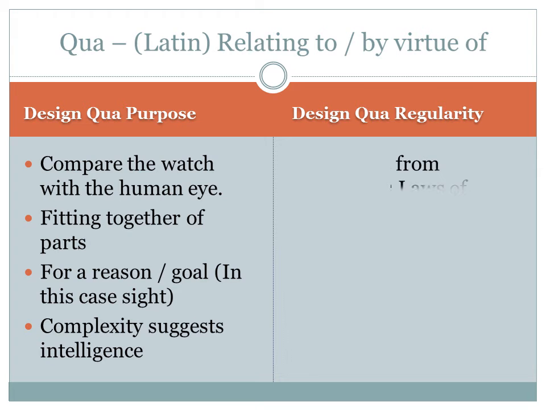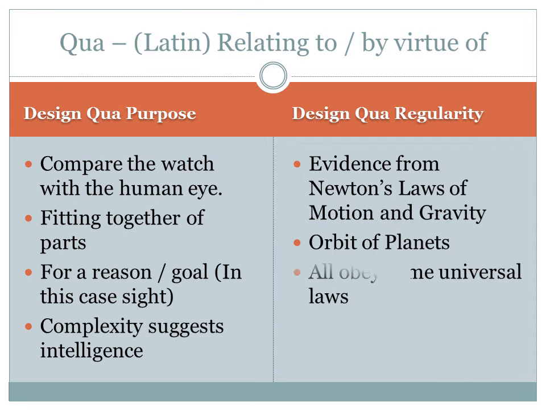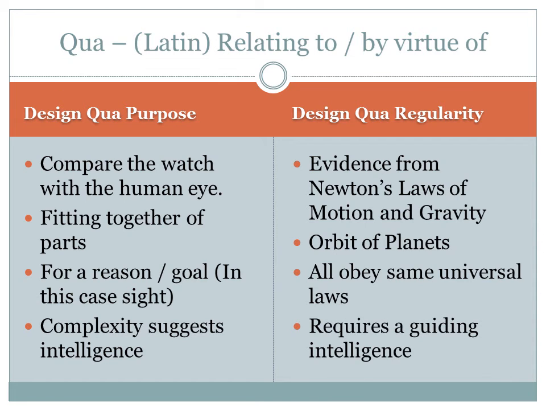In design qua regularity, he points towards the laws of nature. We can look at Newton's laws of motion and gravity. He looks to the orbit of the planets and so on, and he notices that these all obey the same universal laws. There is a regular, orderly, consistent pattern to their orbit. And just like Aquinas, Paley postulates that there must be a guiding intelligence for this regularity. Without a guiding intelligence, you would have disorder, you would have randomness.